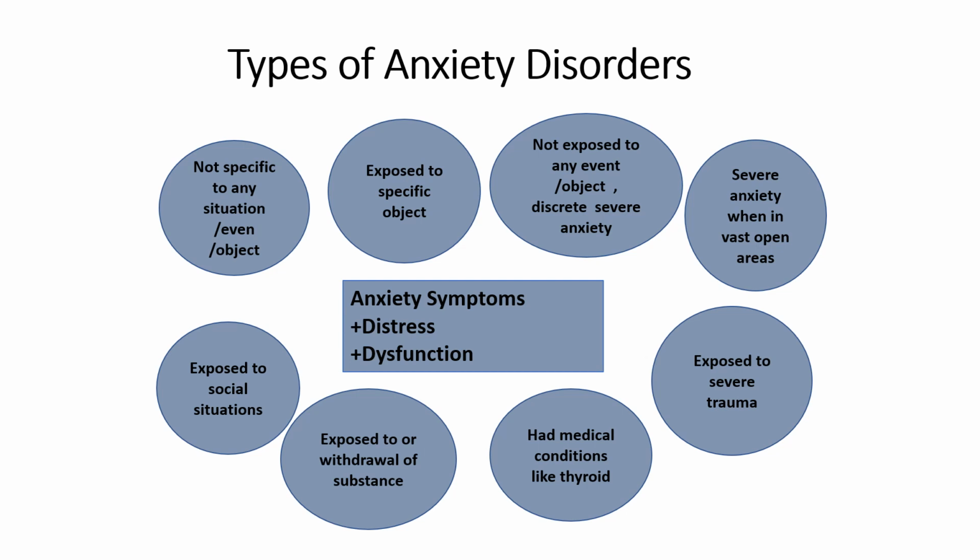Types of anxiety disorders. Anxiety symptoms usually present in the patient are not specific to any situation or object. It can occur anytime, when exposed to a specific object, or without exposure to any event or object, or as discrete severe anxiety. Severe anxiety can occur in vast open areas, after exposure to severe trauma, with medical conditions like hypothyroidism or hyperthyroidism, on withdrawal of a substance, or in social situations. Usually distress and dysfunction are two of the symptoms present during such situations.